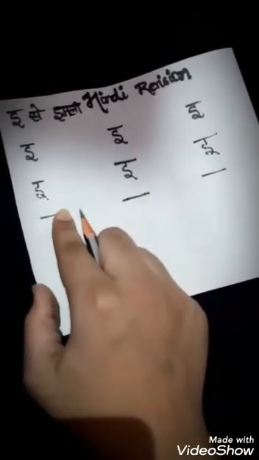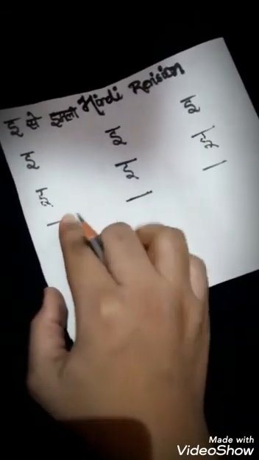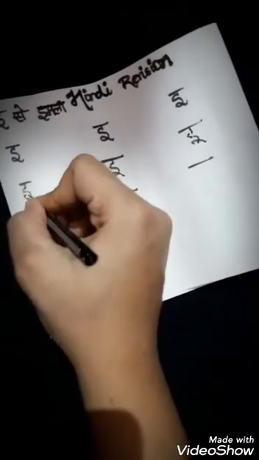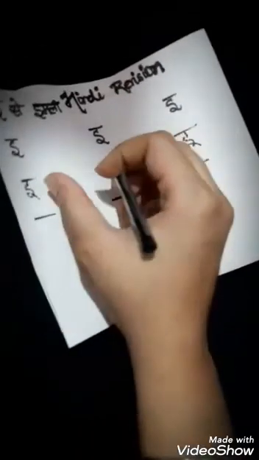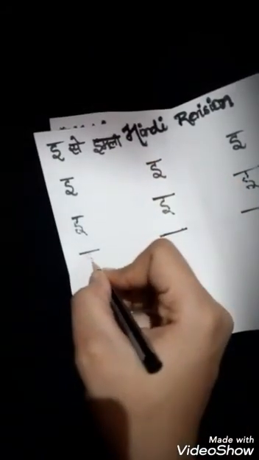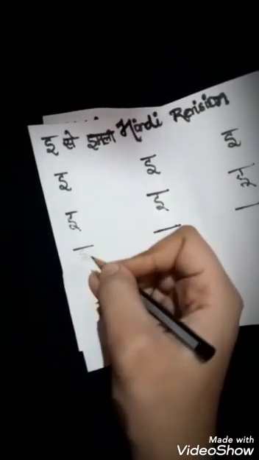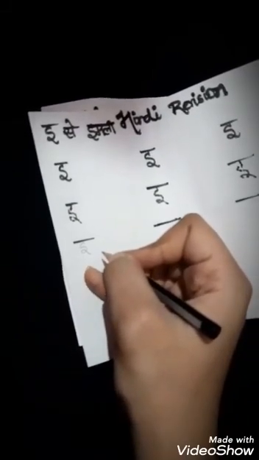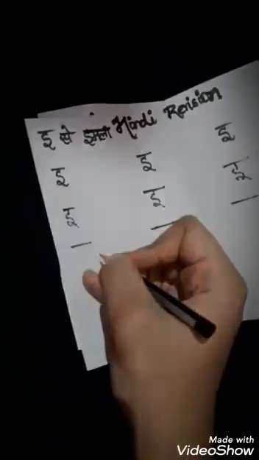We need to trace it first and then we need to write it. So let's start tracing the Choti E. Choti E say Imli. Let's write it once again. Choti E say Imli. In this way you need to practice a whole page of it. Students, this was all for your writing part today.